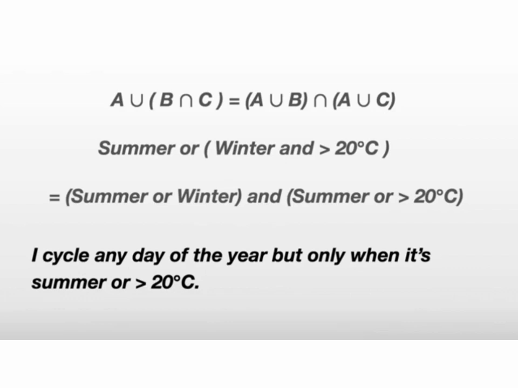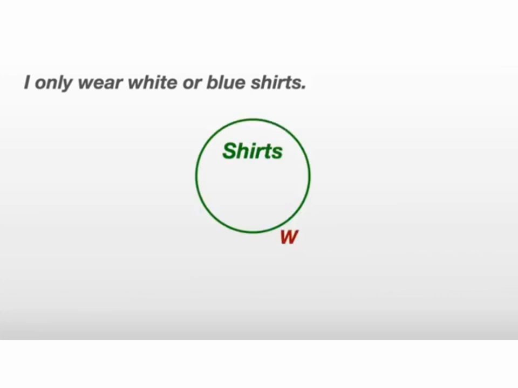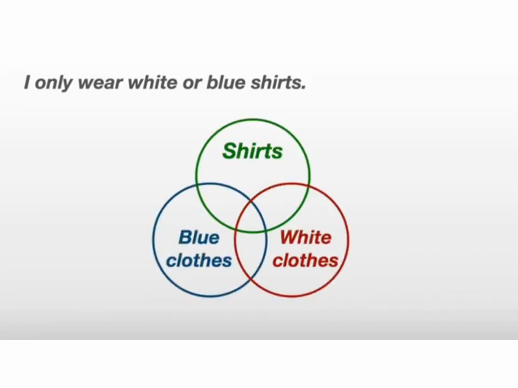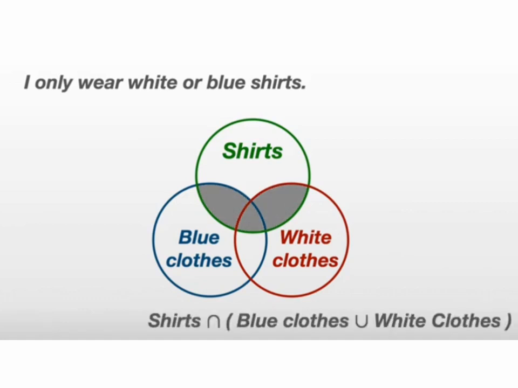But what makes this more satisfying is that we've come to it from a set theoretic identity, which shows how we might use set theory to manipulate logical statements. Now consider the statement, I only wear white or blue shirts. Here we have 3 sets: shirts, blue clothes and white clothes. And for specifically blue and white shirts, we take the intersection of the union of blue and white clothes with shirts. And so the formula might look something like this.